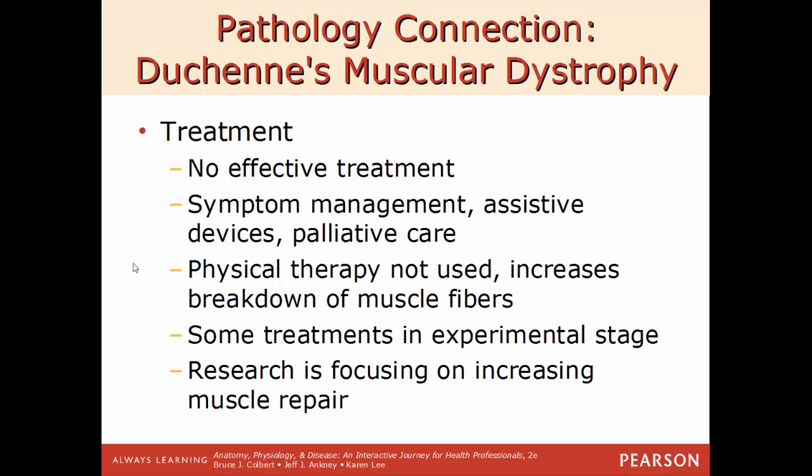There is no effective treatment for this condition, unfortunately. All you can really do is manage the symptoms. So we have assistive devices like a walker, like a wheelchair. Physical therapy is not a good tool to use here because the physical activity only makes the condition worse, because the muscle fibers will be under more pressure or more strain, so they will break apart even sooner. There are some treatments that are still in the experimental stage at this point, and the main research now is being done to help repair the muscles that are currently there.